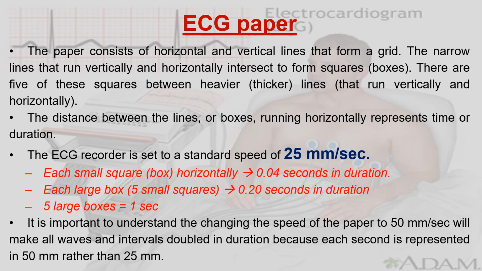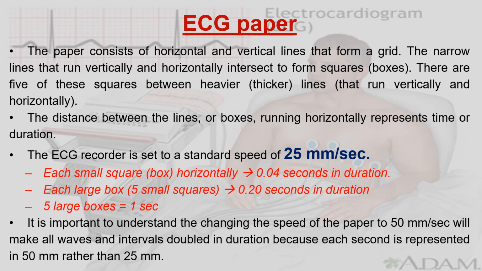Okay. How can we calculate? Usually, the recorder of the ECG is at a standard speed of 25 millimeter per second. So every second is represented by 25 millimeters. This makes each small square 0.04 second, which means 40 milliseconds, and each large box is 0.2 second. So 5 large boxes are 1 second.